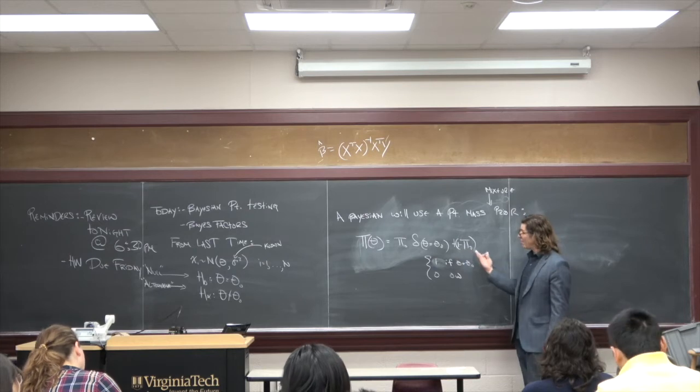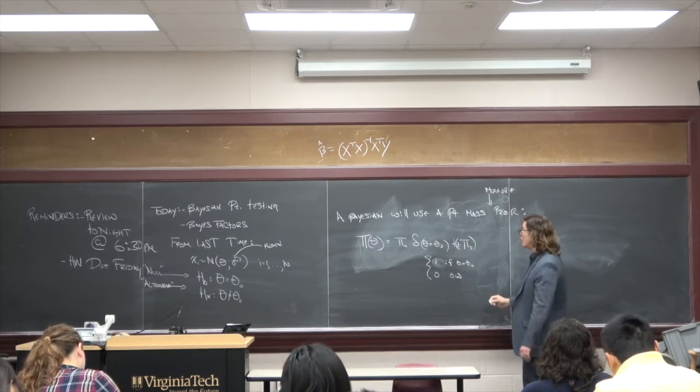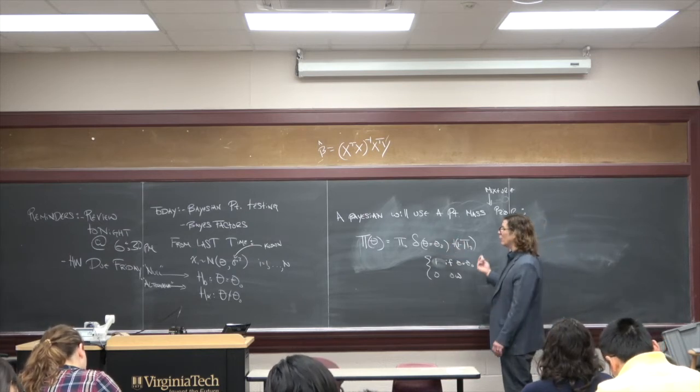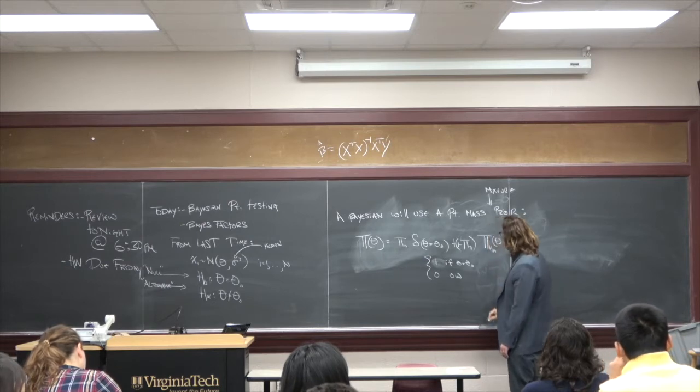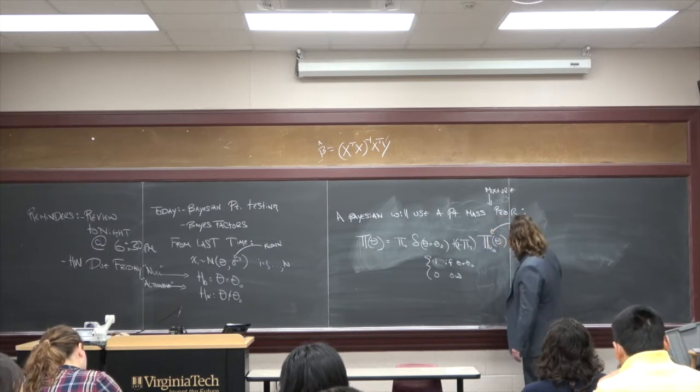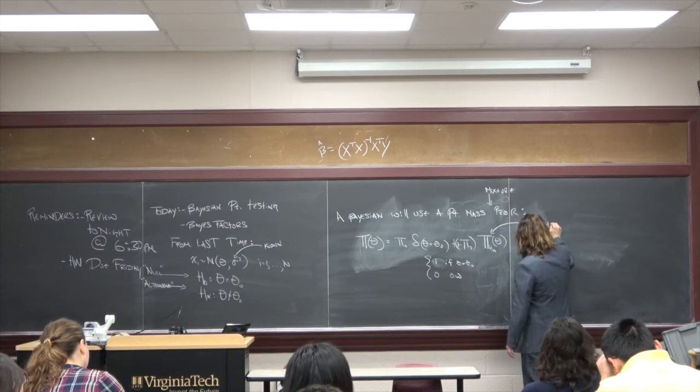Plus 1 minus the null mass on the alternative space. So I'm just going to write that down like this: pi_HA(theta). So this is the alternative prior, which we don't know the distribution of.